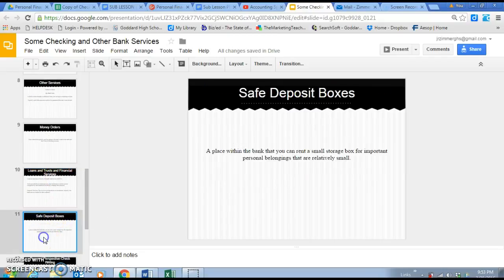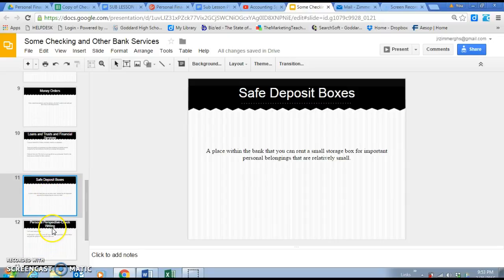The next item is a safe deposit box. Basically it's a place where you can rent storage and put personal belongings and things that are relatively important but small in a box that's safe within a bank, and they'll protect that stuff for you. Alright, so that's pretty much all the other types of things I wanted to talk about.